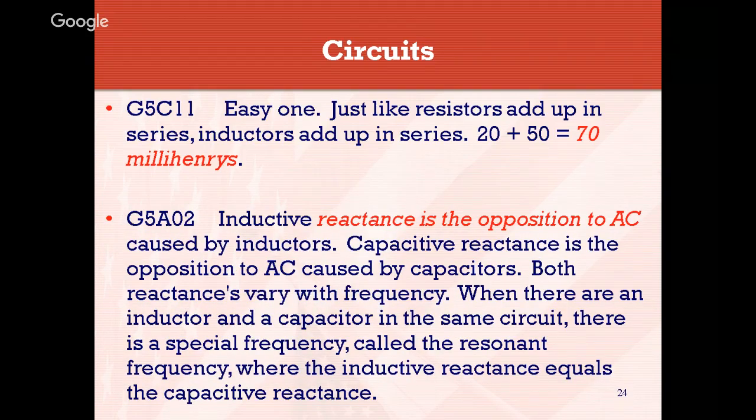Inductive reactance is the opposition to AC caused by inductors. Capacitive reactance is the opposition to AC caused by capacitors. So you have two different types of reactance, inductive reactance and capacitive reactance, and both of these reactances vary with frequency. When there are an inductor and a capacitor in the same circuit, there is a special frequency, which is called the resonant frequency, where the inductive reactance equals the capacitive reactance.